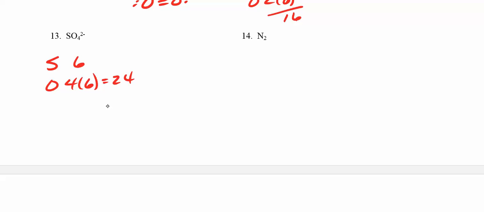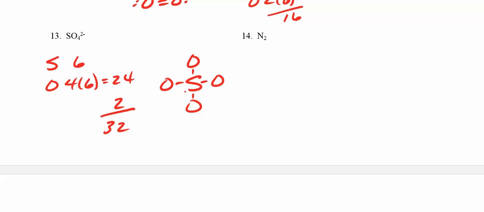That means that there is an additional 2 electrons that we have to account for. So we've got 6 plus 24 plus 2, that's 32 total electrons that we must account for. So let's do that. We're going to put sulfur right here. We're going to put an oxygen here, oxygen there, and there. We're going to connect these with a bond, 1 to each of the oxygens.